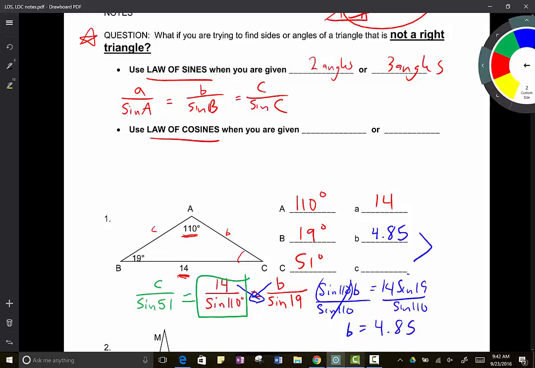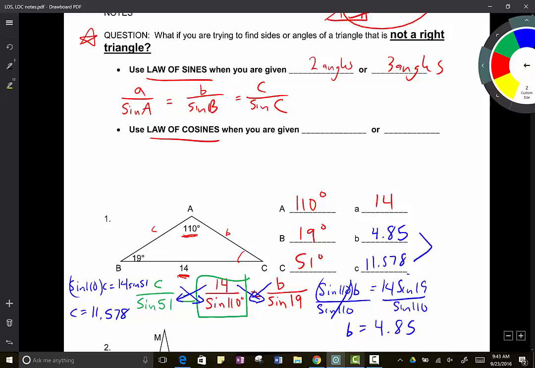We cross multiply again. Okay, cross multiply, cross multiply. I'm going to cram my work over here in the left corner. We get sine of 110 times C equals 14 sine of 51. So in my calculator, I'm going to type 14 sine of 51 and then divide that by sine of 110, and we get C equals 11.578.